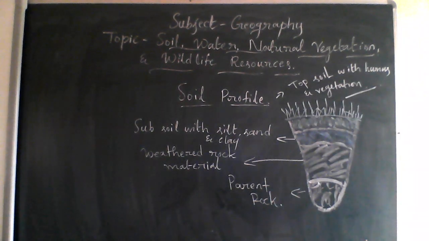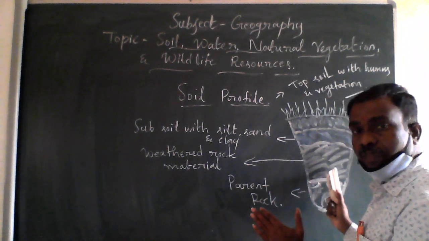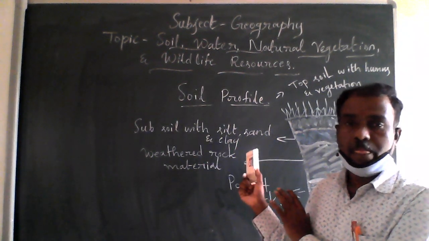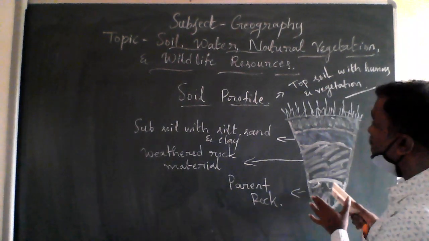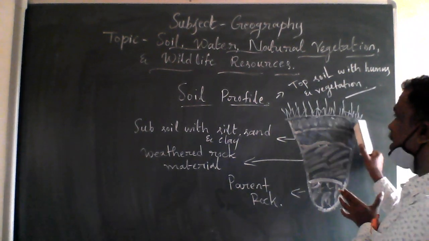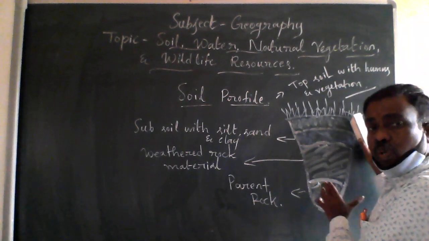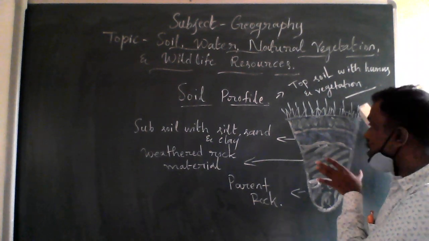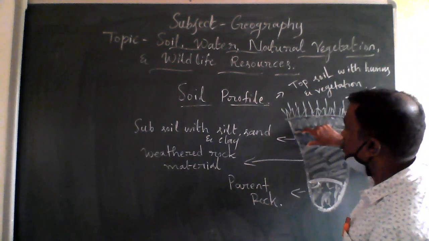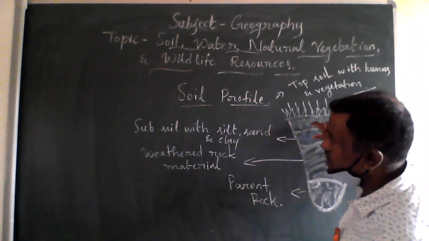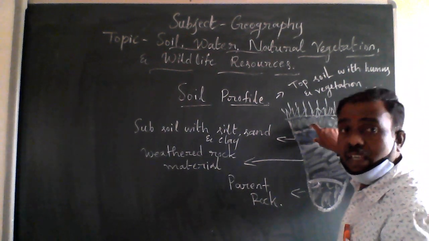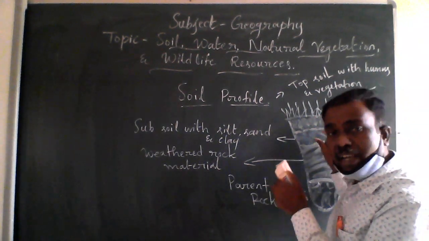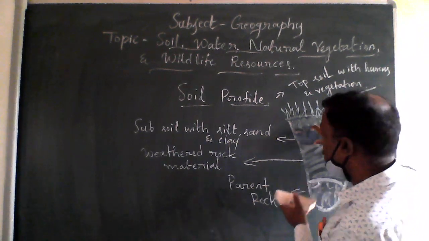Please look here, dear students, this we used to call a soil profile. There are four major parts. The upper layer we call the top soil with humus and vegetation. The second layer is the subsoil with silt, sand and clay.